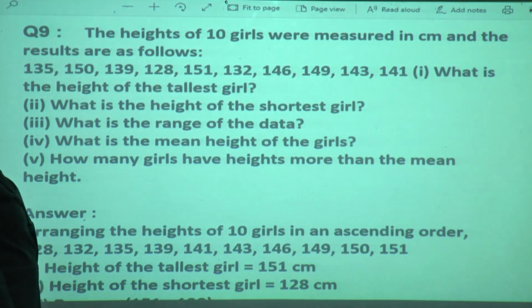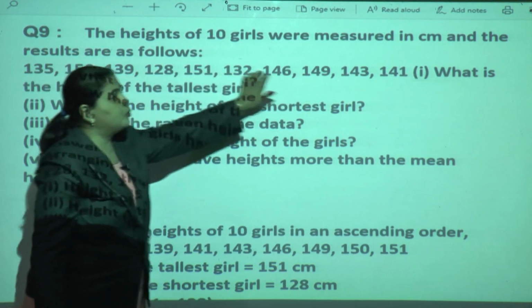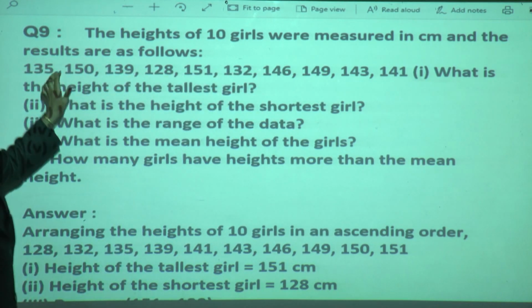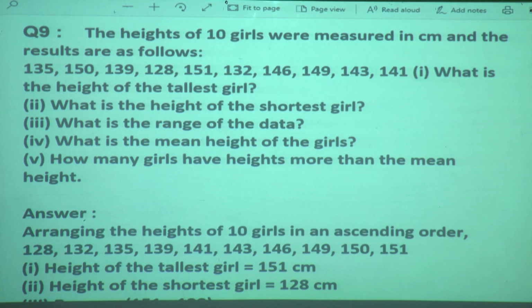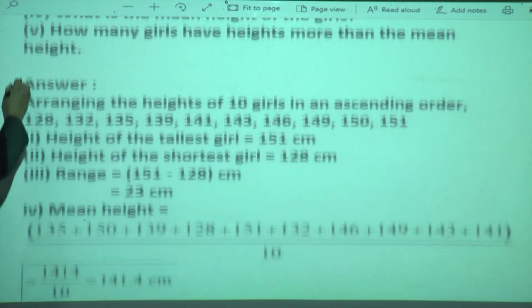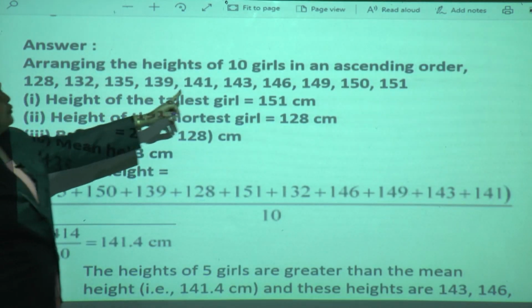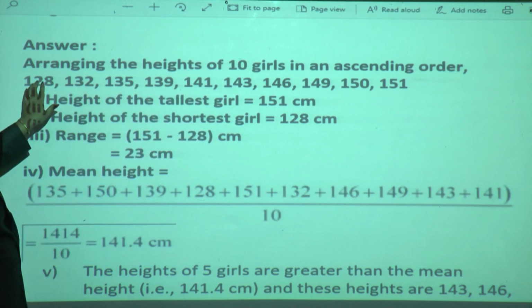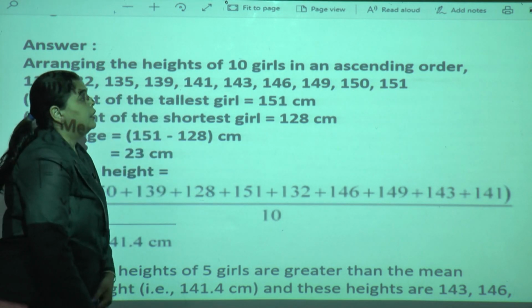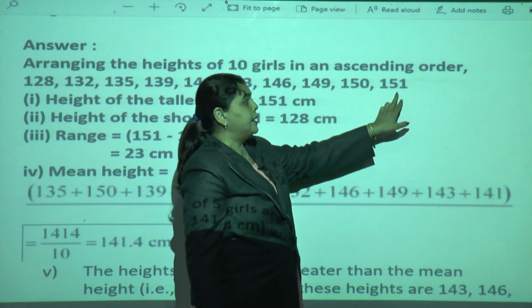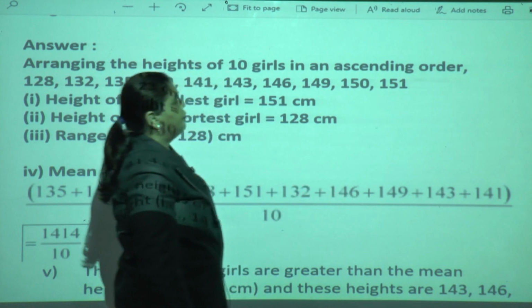Already in the previous class I told you, first you have to arrange the given observations in ascending order, so we can find out the height of the tallest girl. I will show you here. We had arranged the heights of 10 girls in ascending order, meaning the lowest height, that is 128 centimeter, then 132, 135, and the last, that is the highest height, is 151 centimeter.